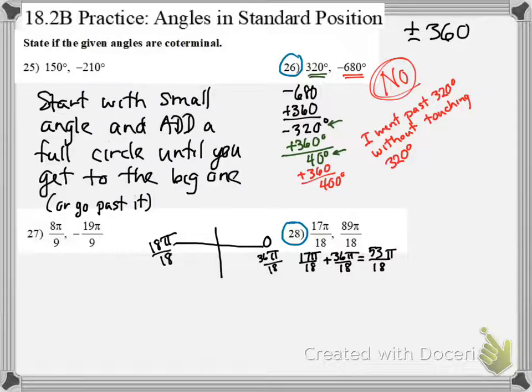Doesn't match yet. So I'm going to take that result, add another full circle, yep, 89 pi over 18. I managed to make it match that, but I really shouldn't be circling that because that's not my answer. My answer is, did it match? Yes, it did.